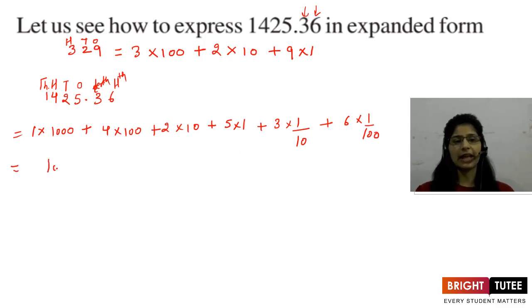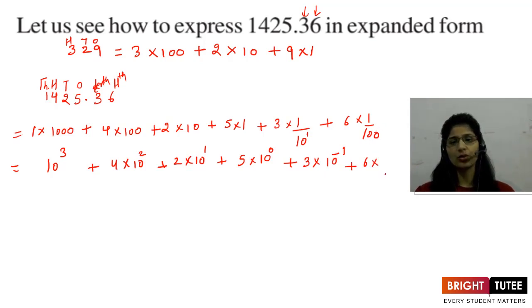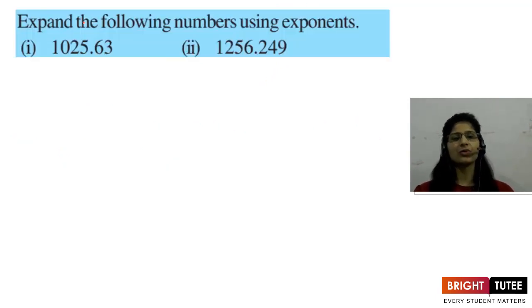Also this can be written as 10 to the power 3, plus 4 into 10 to the power 2, plus 2 into 10 to the power 1, plus 5 into 1, or we can write 10 to the power 0, because we know anything raised to the power 0 is 1. Then plus 3 into, here it will be 1 upon 10 to the power 1, it will go into the numerator, it will become 10 to the power minus 1, plus 6 into 1 upon 10 to the power 2, in the numerator it will be 10 to the power minus 2. So this is the expanded form of 1425.36. Moving ahead, we have to write them in the expanded form using exponents.